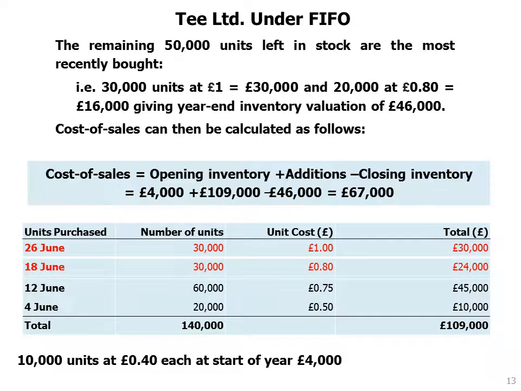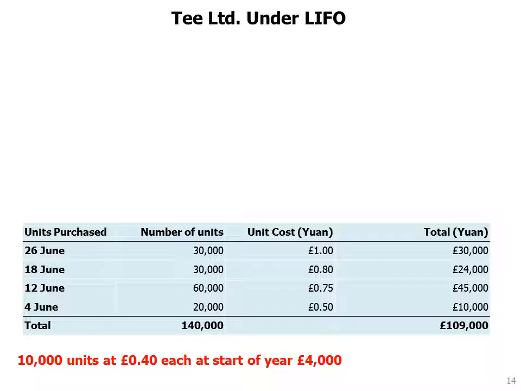And then we can calculate cost of sales as follows. So the opening inventory was £4,000, plus £109,000, which is the cost of additions, minus the closing inventory that we've just calculated, £46,000. So cost of sales under FIFO is £67,000.